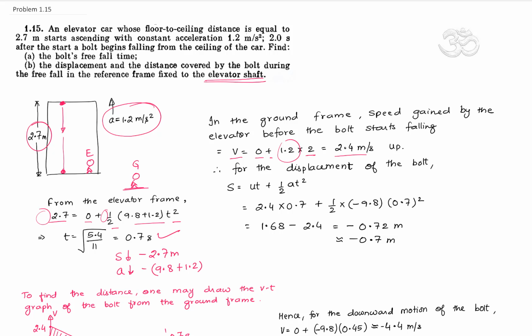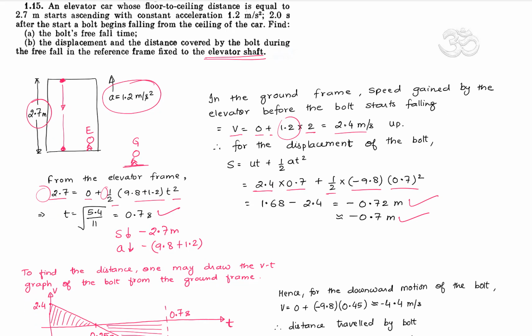Until that moment when the bolt fell, it was still in contact with the elevator car, which means it was traveling at the same speed as the elevator car. So therefore, for the bolt also, initial velocity is 2.4 meter per second in the upward direction. So S is equal to u t plus half a t square. Solving this will give us minus 0.7 meter, which means in the ground frame, it appears as if the bolt has fallen by 0.7 meters in the downward direction. But how do we find out the distance traveled?